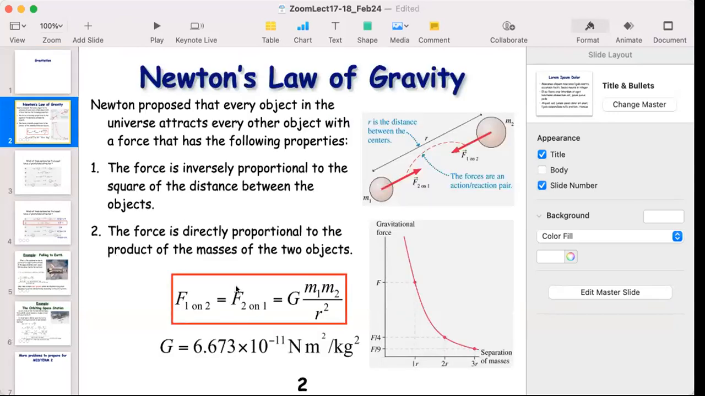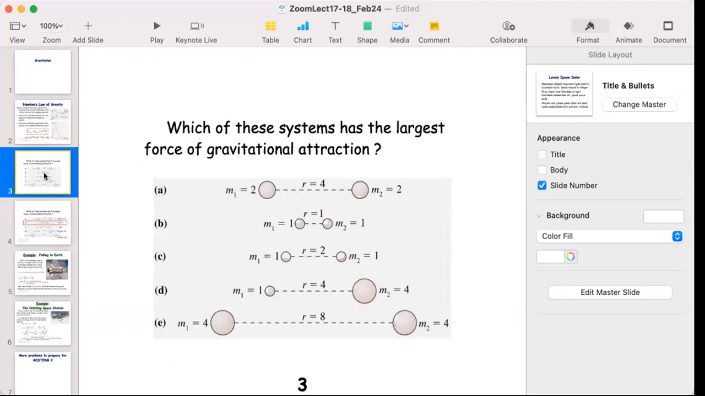So for the gravitation, again, we said when we have two objects, M1 and M2, F1 that exerts on 2 is equal to the F2 exerted on 1, which is equal to G M1 M2 divided by R squared. G, we have seen, is a constant, has a universal value. And so, for example, if I would ask you, which of these systems has the largest force of gravitational attraction?